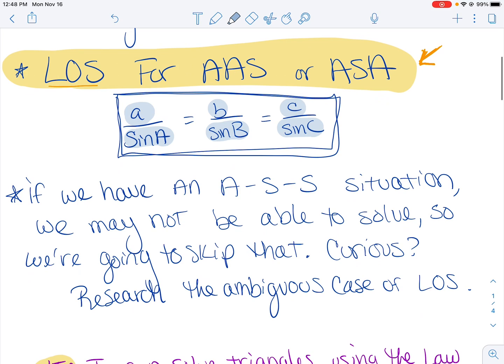And then if we have an angle, side situation from a triangle, so they gave us an angle and then a side and then the next consecutive side, we might not actually be able to solve that. There's a possibility we'll get no solutions or two solutions. So we're going to skip over that for this unit just for time purposes. But if you're curious, you can research the ambiguous case of law of sines, and then you will be able to solve any of the triangles given to you.